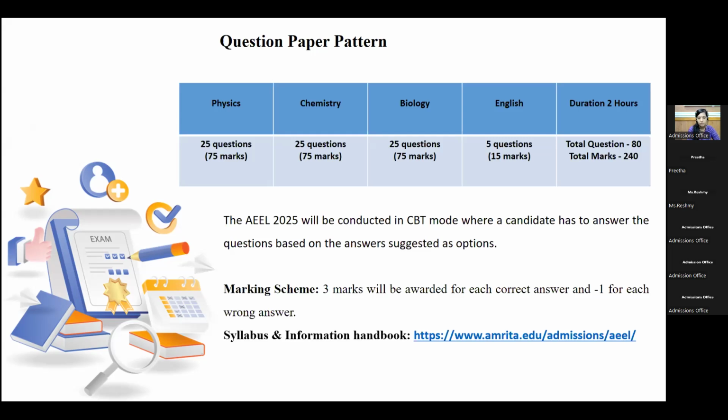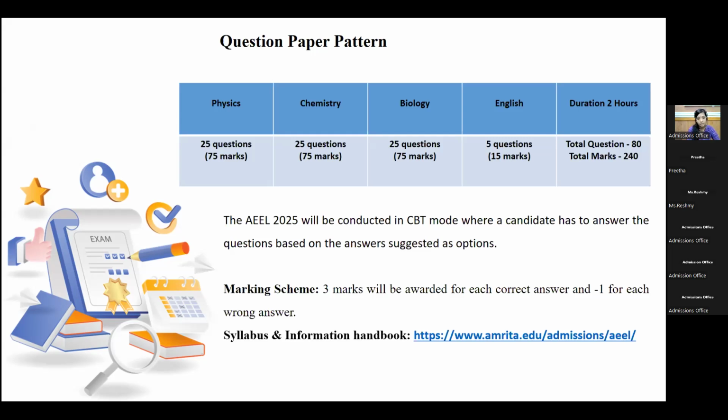Mainly we have 4 subjects for the exam: physics, chemistry, biology, and English. 25 questions would be asked from physics, chemistry, and biology each, and 5 questions from English. So the total duration of the exam is 2 hours, 80 questions, and total 240 marks.